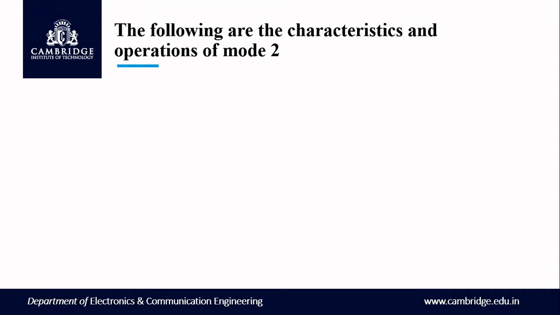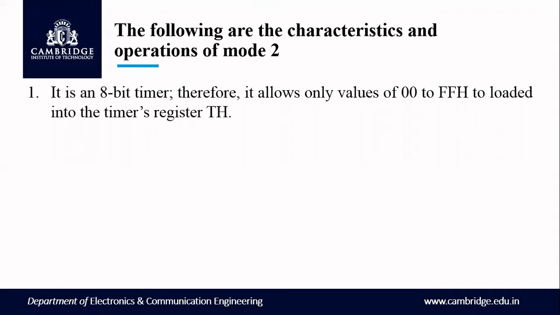So it is an 8-bit timer. Mode 2 is an 8-bit timer. Therefore, it allows only values of 00 to FFH to be loaded into the timer's register TH. So the initial value, whatever you are going to load into TH, is going to achieve a total of 256 counts in this mode of operation.